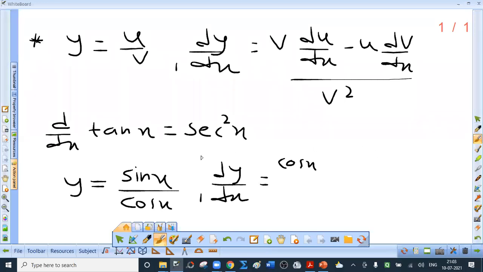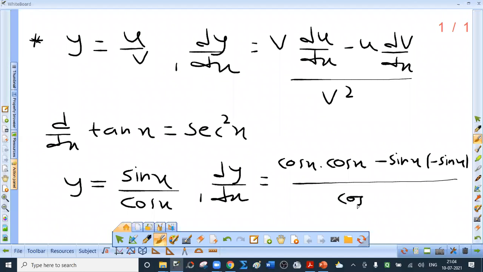Into du/dx, that is derivative of numerator. What is sin x? What is derivative of sin x? It is nothing but cos x. So I write cos x minus u means numerator. So minus sin x into dv/dx, that is derivative of denominator, because v means denominator. Derivative of cos x is minus sin x. Okay, upon v square, that is denominator square, which is cos square x.